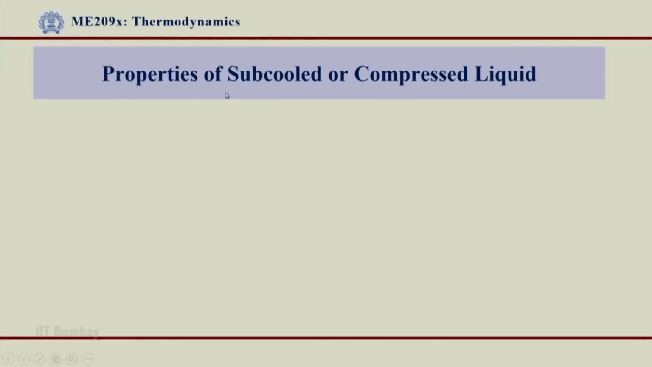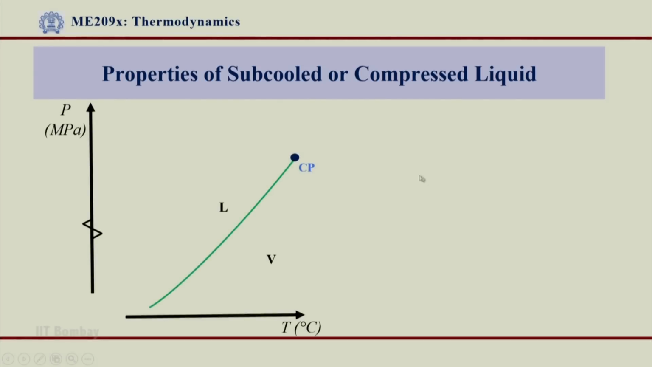So, let us look at properties of subcooled or compressed liquid. This is a very special region, which we had referred to in table 3, and let us again try to analyze how to retrieve properties of the subcooled or compressed liquid region. So, this is our PT diagram, pressure on the y axis, temperature on the x axis, and what you see here is an LV line or saturated liquid vapor line, which is drawn from TP to CP, that means triple point to critical point.